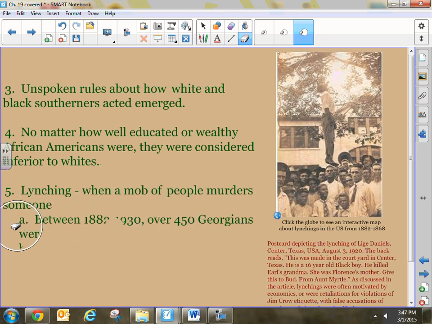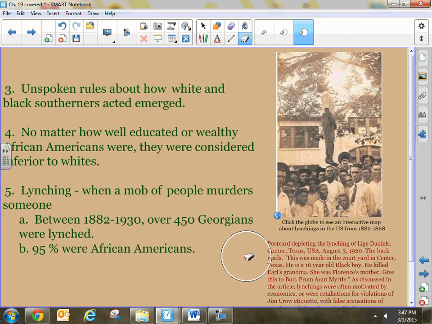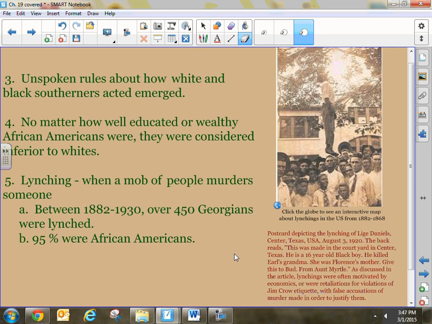Lynching was an issue between 1882 and 1930. Over 450 Georgians were lynched. Almost all of them were African American. We'll explore a website tomorrow in class and see some statistics on lynching. We'll talk more about it. Lynching is when a mob of people murders someone.